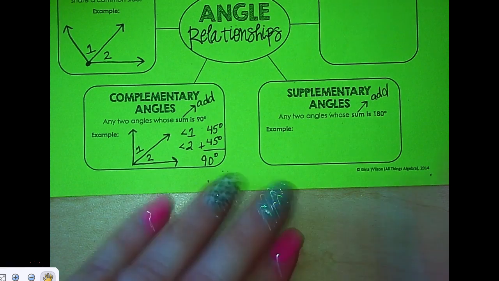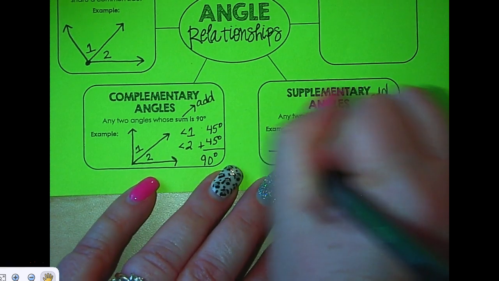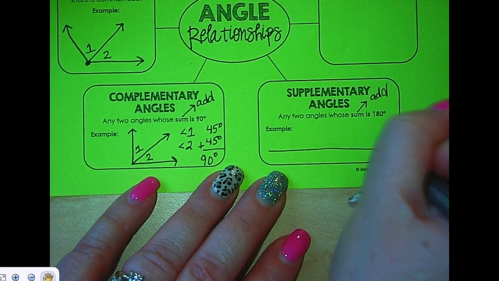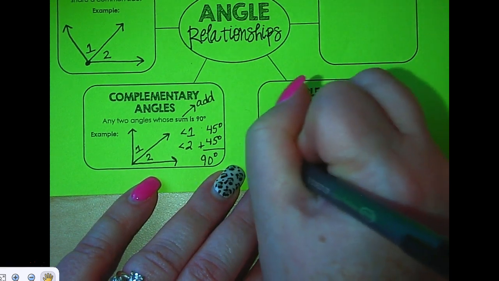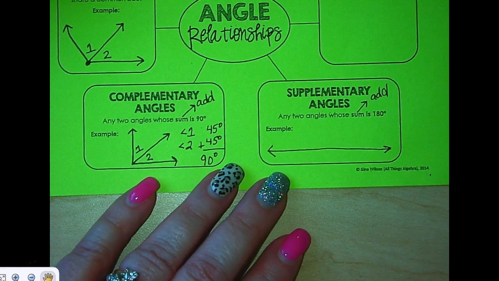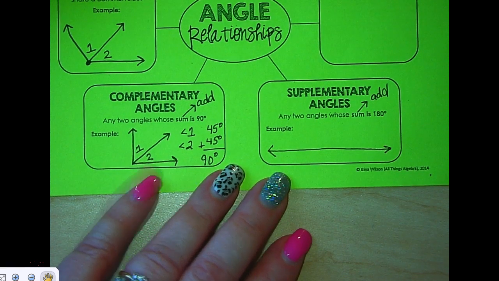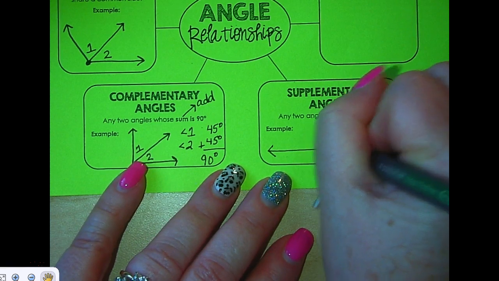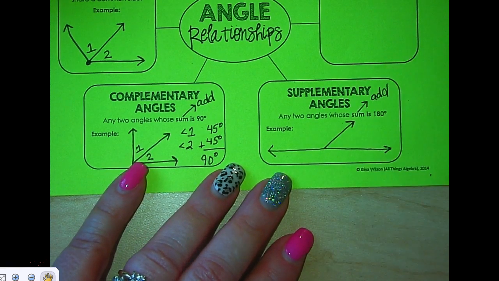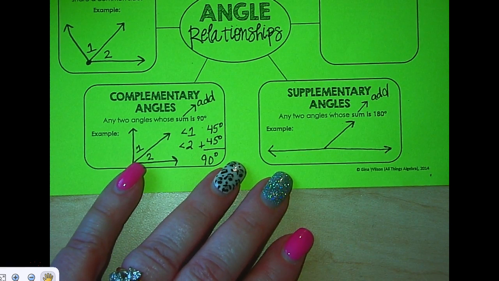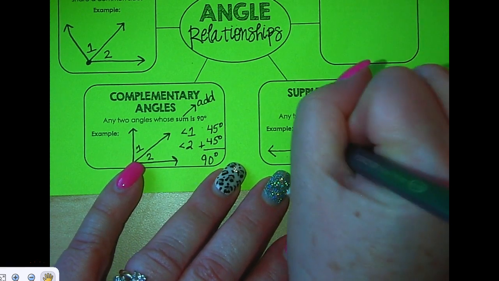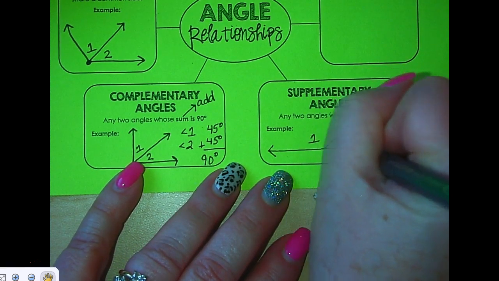A straight line. So of course we're going to start that one with something that looks like a straight line, because when we add them up, we're going to get a straight line. It's not perfectly straight. It's all right. Okay. And then just take another angle and split it somehow. And I'm going to call this one angle 1 and this one angle 2.